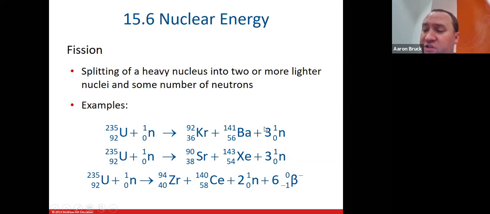Now, why is this part interesting with the neutrons? Well, because these neutrons are ejected at high speeds, which means they can go out and they can interact with other uranium nuclei. And so the action of one neutron generates 3 more neutrons that can go out and cause the decay of 3 more uranium nuclei.